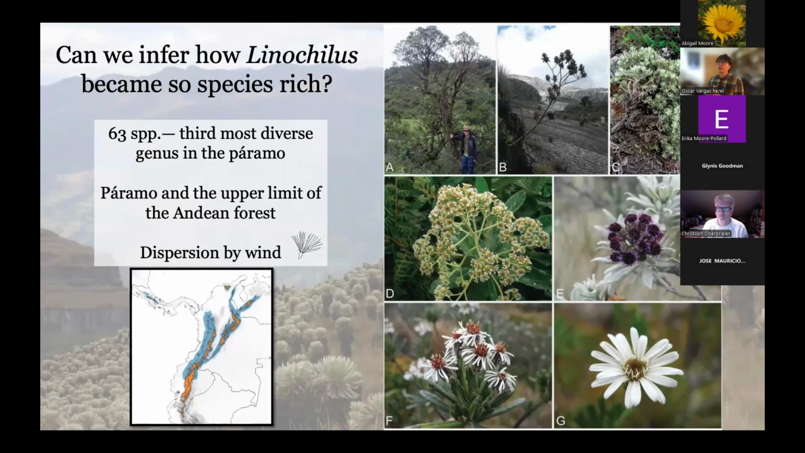I'm very familiar now with the Linochilus of Colombia because I did my undergraduate and master's thesis on these plants, and I've actually been writing a monograph, a taxonomic monograph, for these plants. So I will always be puzzled about the speciation of these plants in the Paramo. This genus is the third most biodiverse genus in the Paramo. It's found in both the Paramo and the upper limit of the Andean forest. As I mentioned before, we have some Andean forest species that look like small trees, and then we have dispersal by wind.